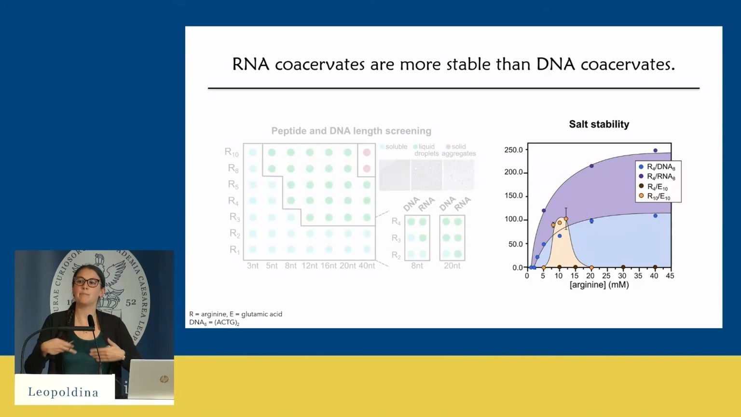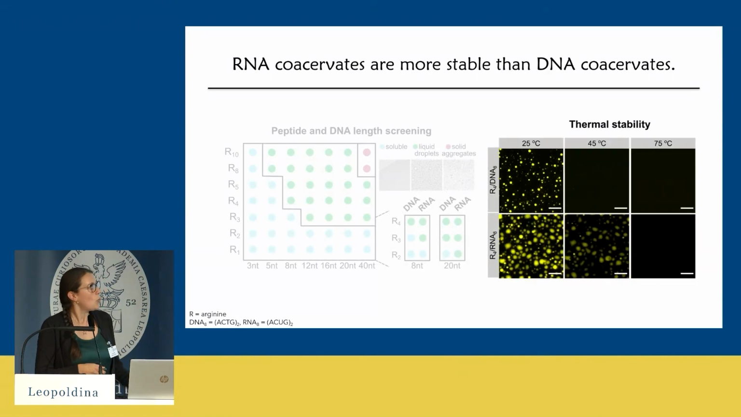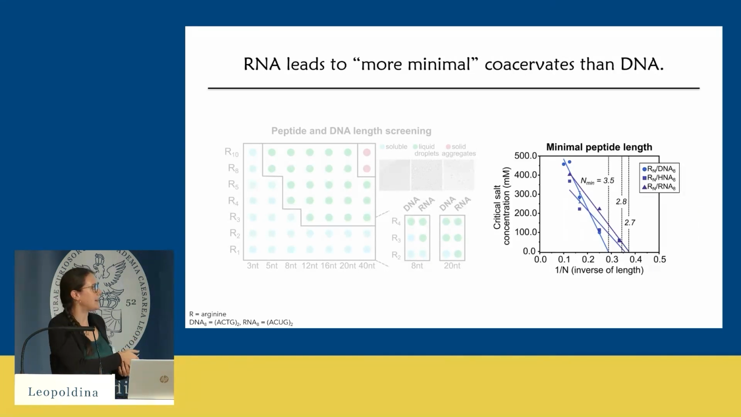We kept exploring the differences between these coacervates. One aspect we decided to look at is the thermal stability. Something you can see is that DNA coacervates disappear when you increase the temperature. At the same temperature, 45 degrees, the same RNA coacervates are still there. So there's increased thermal stability.